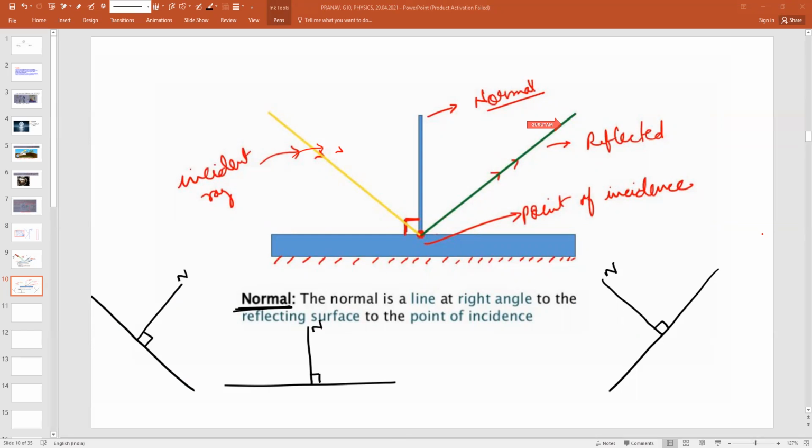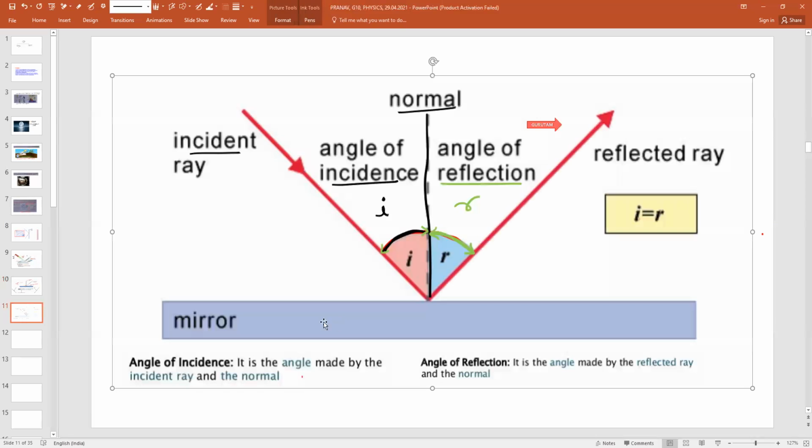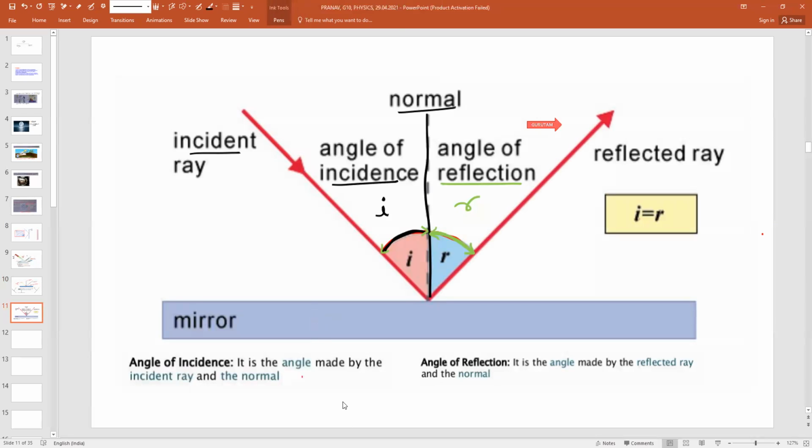Very, very important. You will laugh that I'm saying very, very important, but yes, it is, because many students make mistakes in that. Can you just read what is written on the board? Can you see that? Angle of incidence. It is the angle made by the incident ray and the normal.